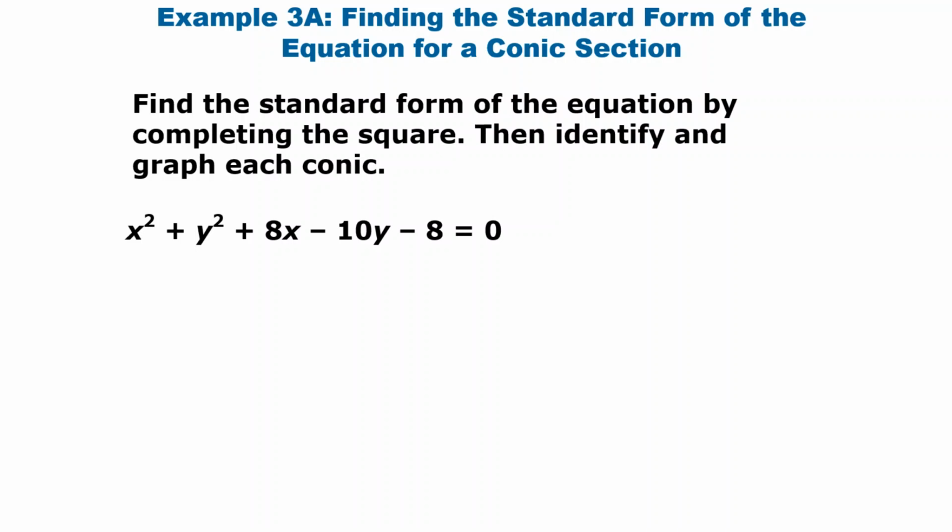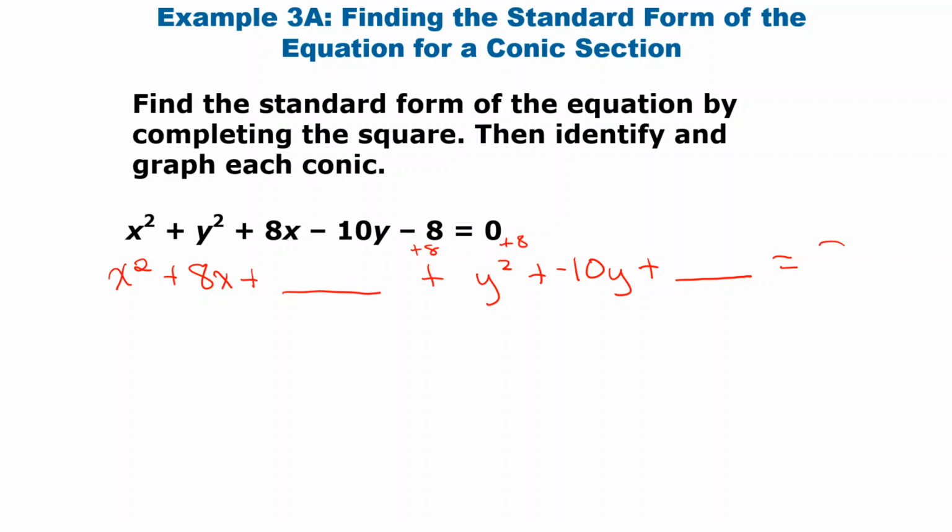Well, let's rearrange our letters so that we can do this. So we're going to do, let's say, x squared plus 8x plus something plus y squared plus a negative 10y plus something is going to equal, and let's go ahead and add 8 to both sides, plus 8, so it's going to equal 8. All right, so what are we going to put in these somethings? Okay, here we're going to have an x, and here we're going to have our y, and we want those to be squared so we can fit it into our formula.